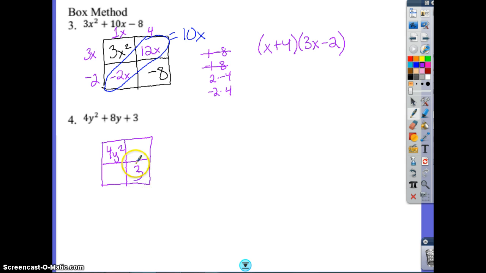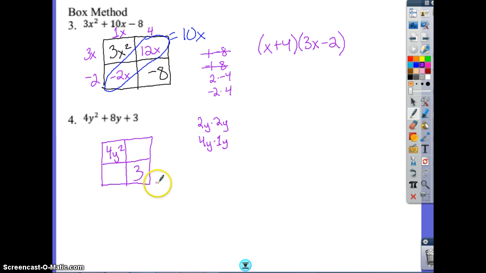Now this one's a little tricky because your 4y squared could be a 2y times a 2y, or it could be a 4y times a 1y. And so you have to pick which one that's going to be. And remember, we never deal with negatives in the front because we can always deal with them in the back end. So we don't put any negatives on these. We have these two options though, and it's kind of up to you to try to pick and choose.